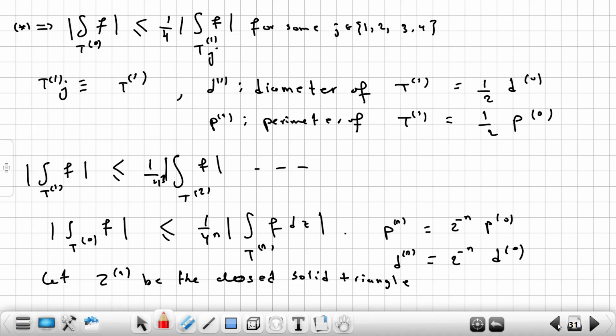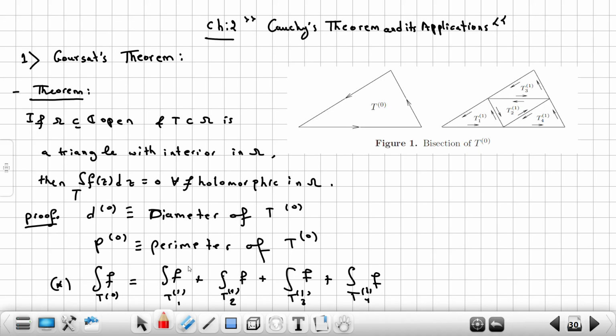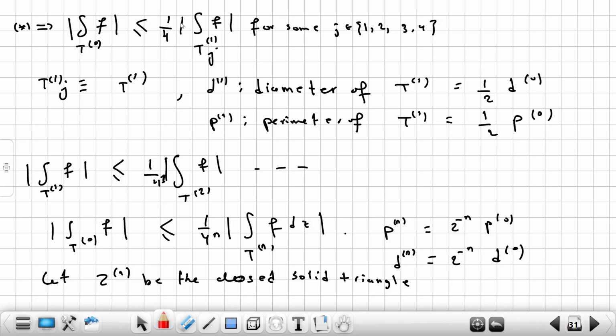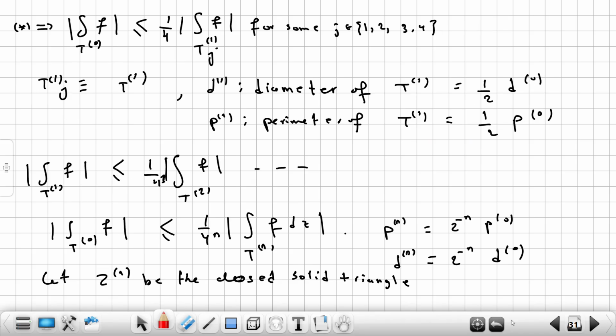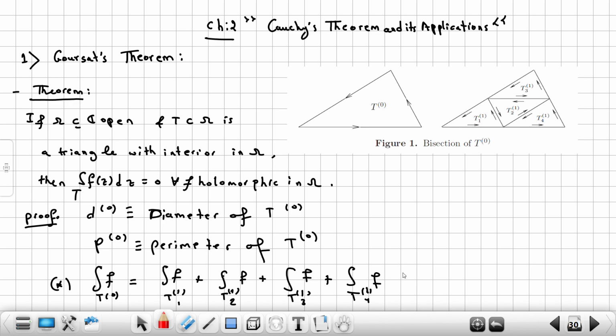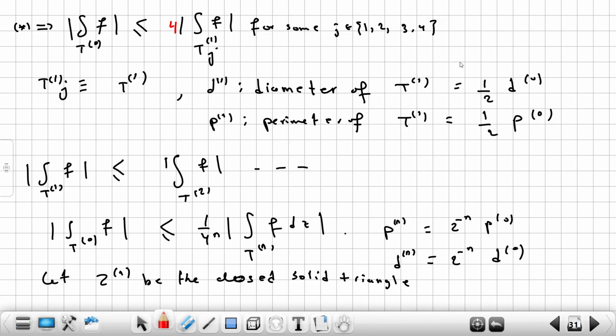And star implies that the modulus of the integral of f over T0 is less than or equal to 4 times the modulus of the integral over T1j for some j, one of them. T1j is, of course, one of these four triangles. So j belongs to 1, 2, 3, 4.